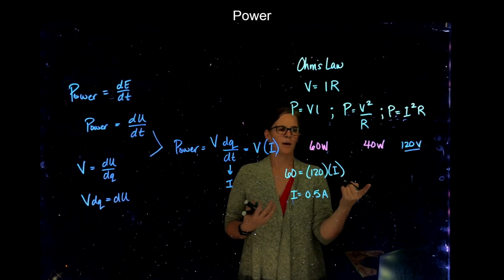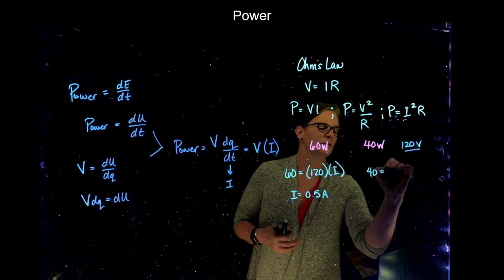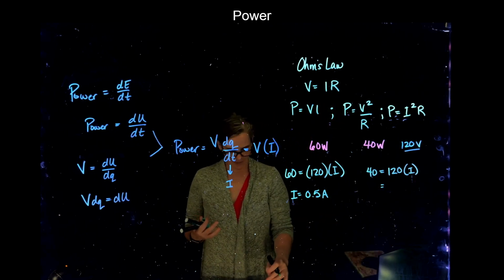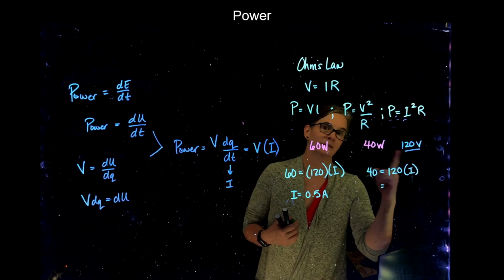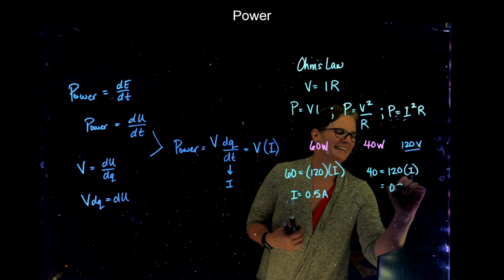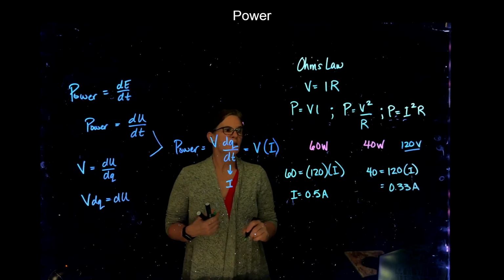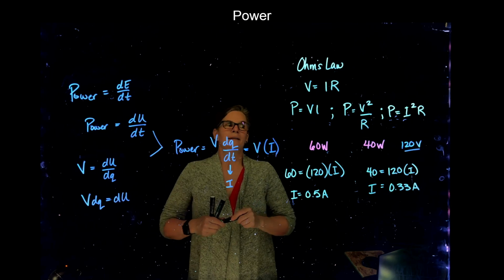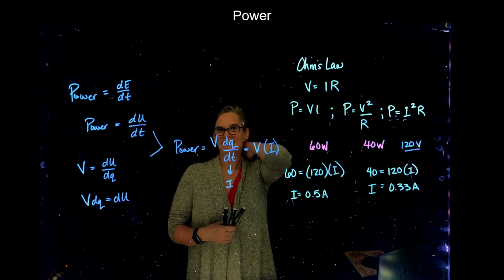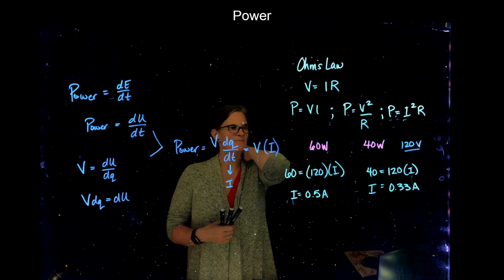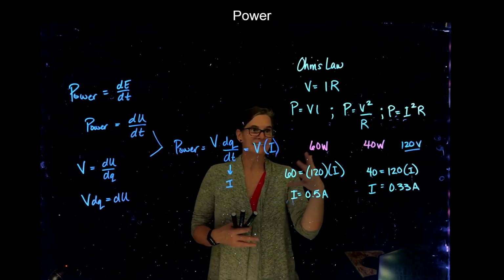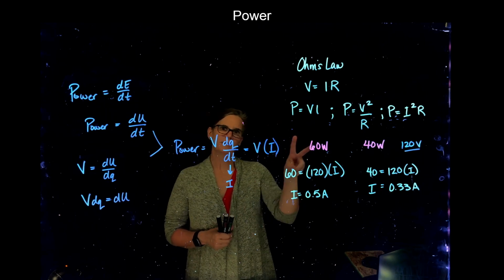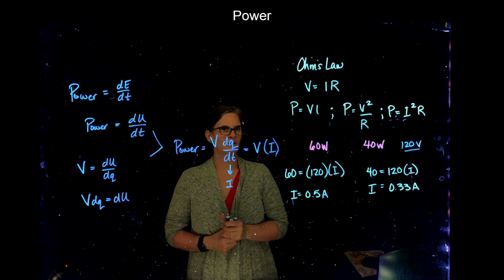What about a 40-watt light bulb? Well, that's just going to be 40 equal to my 120 times my current. And we find that a 40-watt light bulb draws a current of 1/3, so 0.33 amps. So indeed, my 60-watt bulb draws a bigger current and uses a bit more energy, right? Charge per time. And if current is related to that brightness, then it makes sense that the 60-watt light bulb is brighter. Now, which one has the larger resistance? The 60-watt light bulb or the 40-watt light bulb?